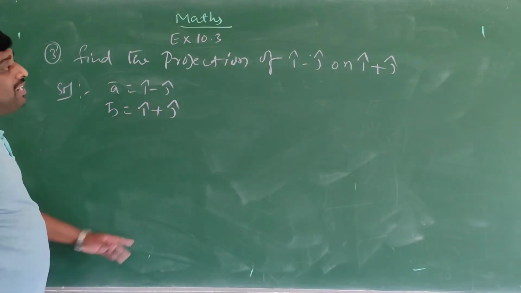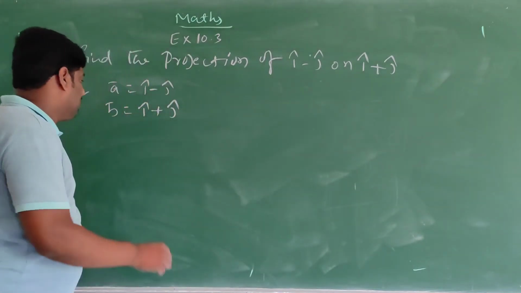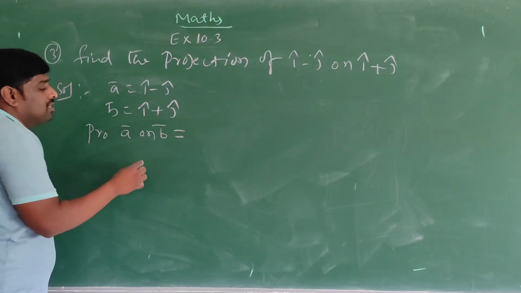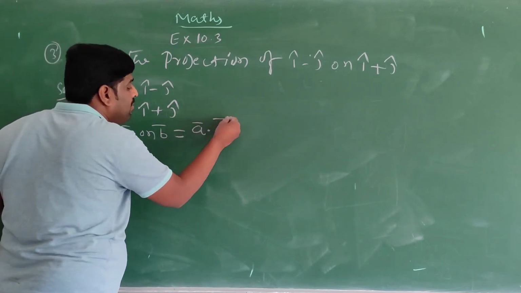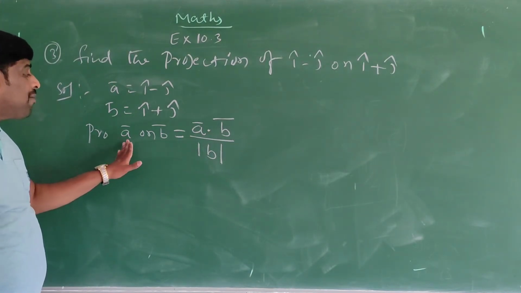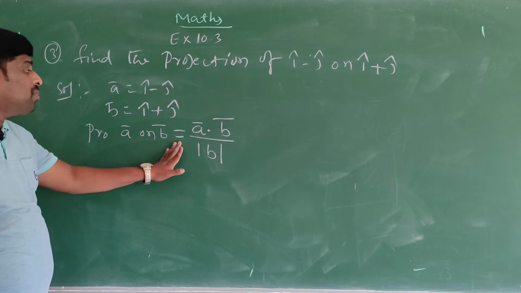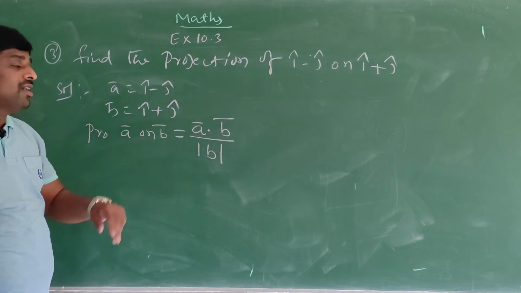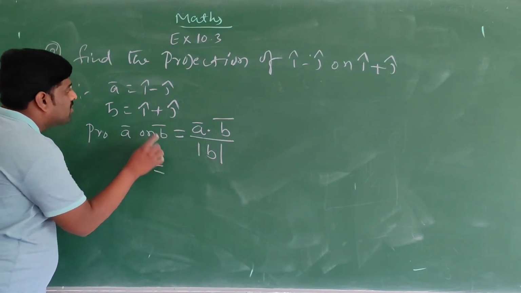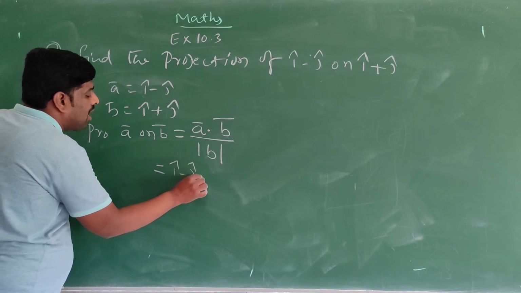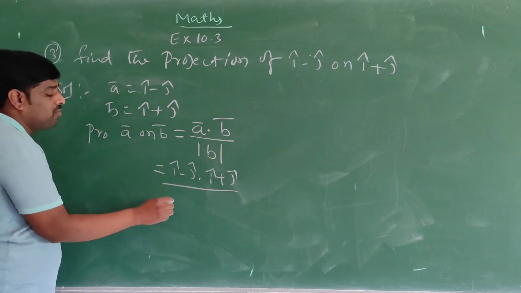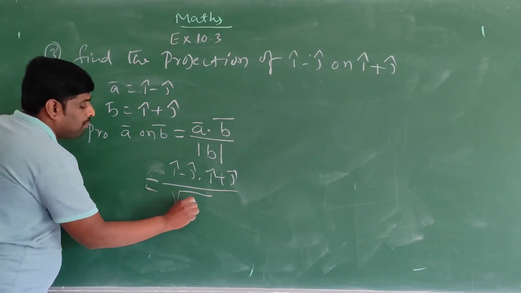So now they have given A bar on B bar. That is, the projection of A bar on B bar is A bar dot B bar divided by magnitude of B bar. This is the formula for A bar on B bar. What is A bar? i cap minus j cap dot what is B bar? i cap plus j cap divided by magnitude of B bar, which is square root of 1 plus 1.